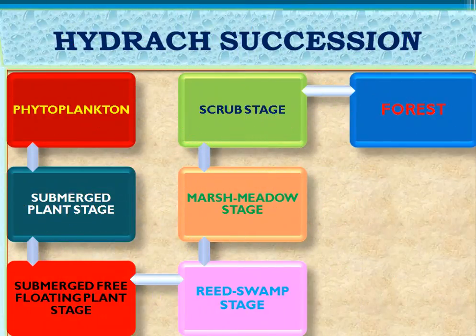Hydrarch succession, it starts with phytoplankton. Phytoplanktons are pioneer species. After phytoplankton there is submerged plant stage, then submerged free floating plant stage, then reed swamp stage, then marsh meadow stage, then scrub stage, and finally forest stage. Forest stage is the climax community in hydrarch succession.